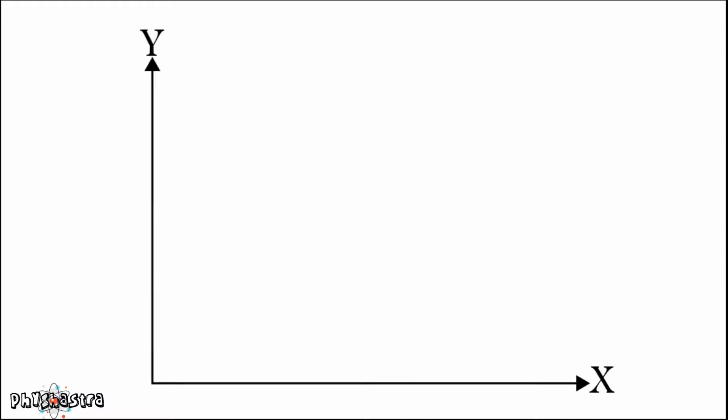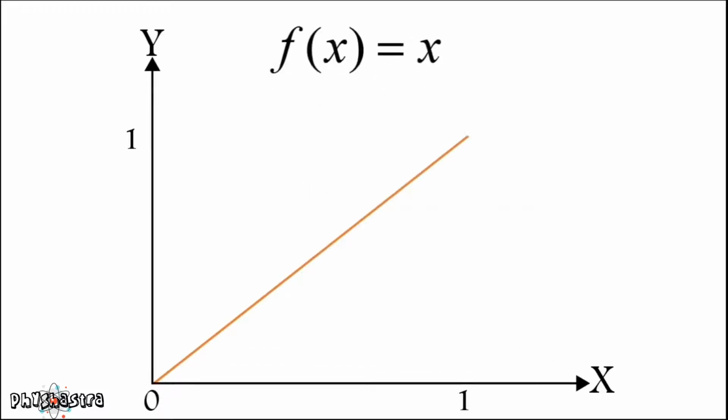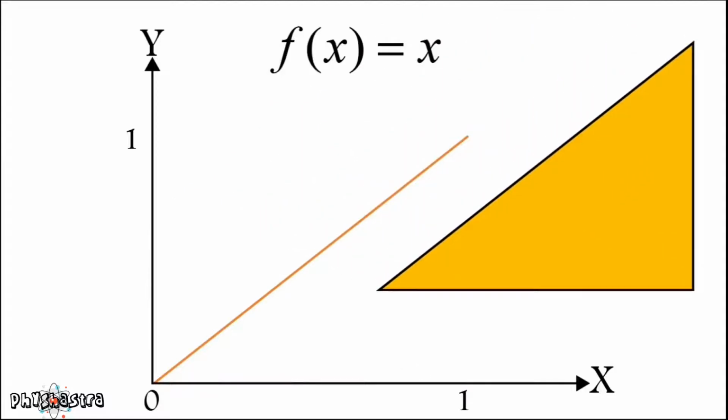Now, let us draw the function f of x equals x on the xy plane. Let us find the area under this curve, and it looks like a right triangle, which makes it easier to find the area since we are already familiar with the formula. So for this triangle, the area is half into base into height. So here height and base both are 1, so the area will be 0.5.